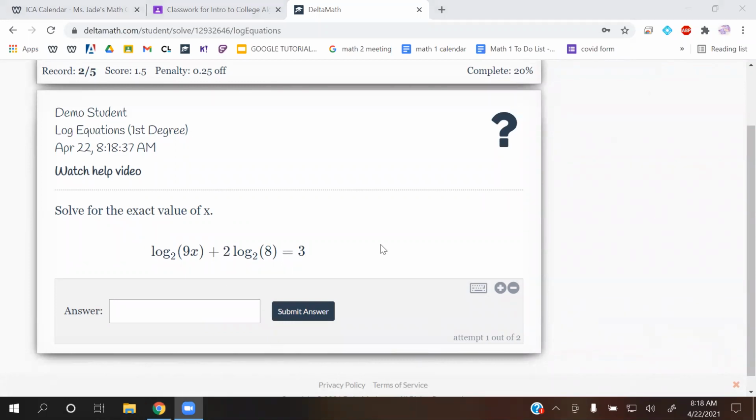So annotate. Okay, so like I said, there's a 2 in front, so that's a coefficient. You're going to move that to become the exponent of the 8. So we have log base 2 of 9x, just leave that as is, plus log base 2 of 8 squared. So essentially, I just took that 2 that was in front of the log and I moved it to become the exponent of the value. So it's 8 squared.